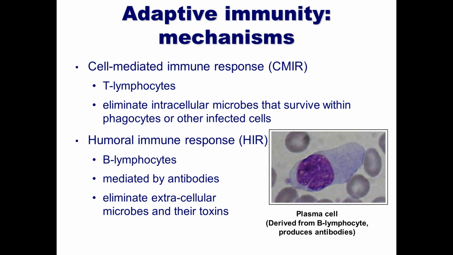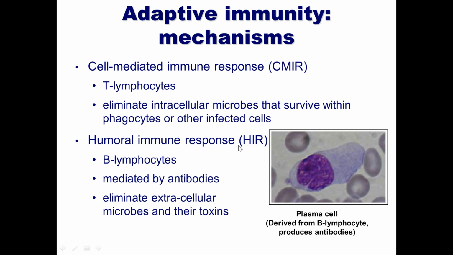Second is the humoral immune response, and this response is mediated by B lymphocytes. Clear? There are two types of lymphocytes, B and T. T produces the cell mediated immune response, and B produces the humoral immune response, which is mediated by antibody, because when B cells differentiate, they differentiate into two types, plasma cells and memory cells. And these plasma cells produce antibody.